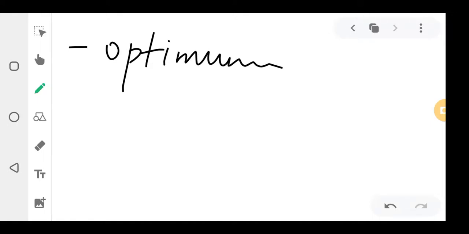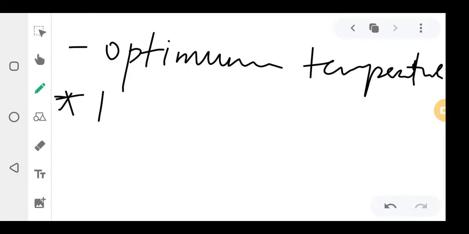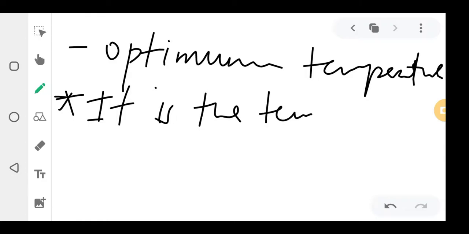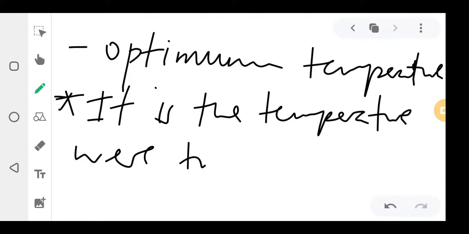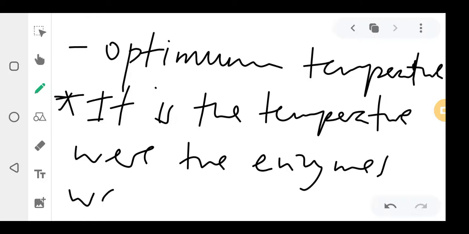What is optimum temperature? Optimum temperature is a temperature where the enzyme works best. Optimum temperature, I'll put a star there. It is the temperature where the enzyme works best. You see? So for example, if you are drawing a graph, because sometimes they can ask you to describe this in a graph.